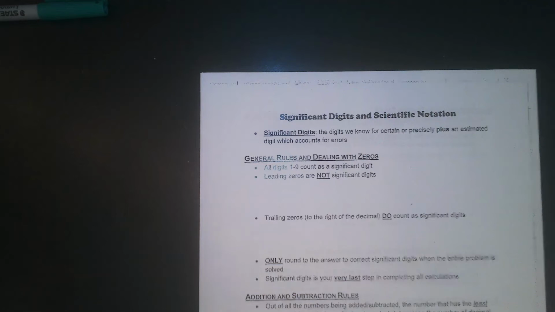One of the big things as we elevate our level of knowledge in science is that we look at two different components, accuracy and precision. And precision is things that we know for certain.